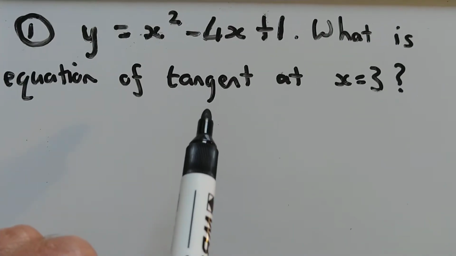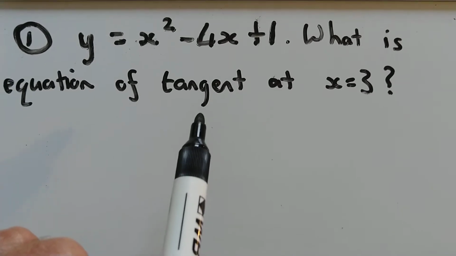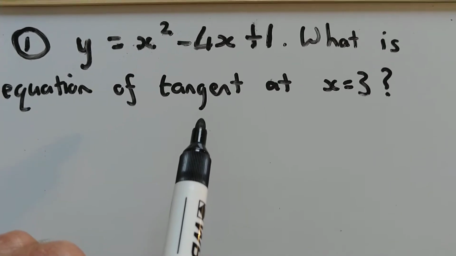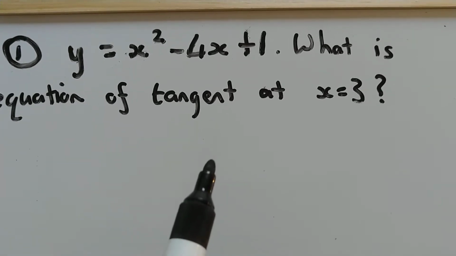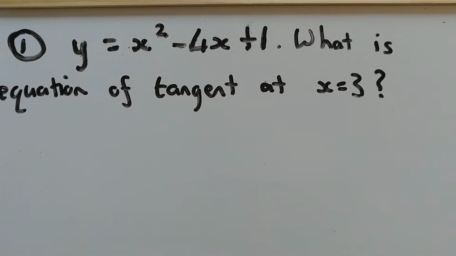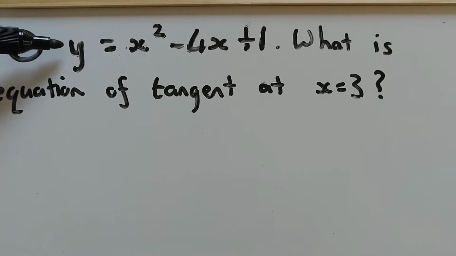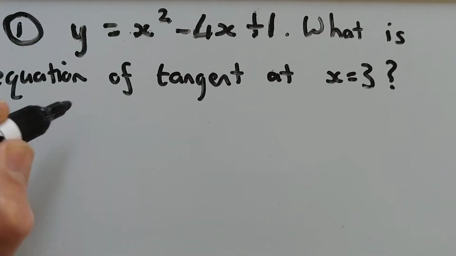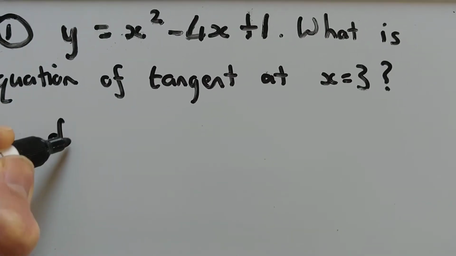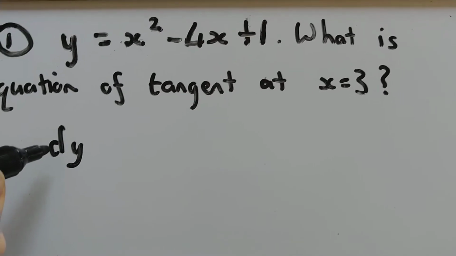A tangent is a straight line, and so immediately your mind should be screaming at you, this means we need the gradient and a point on the line. So, gradient for a curve, we can get a formula that tells us a gradient anywhere on the curve by differentiating. So, step 1, let's work out the gradient. First of all, get a formula for gradient.